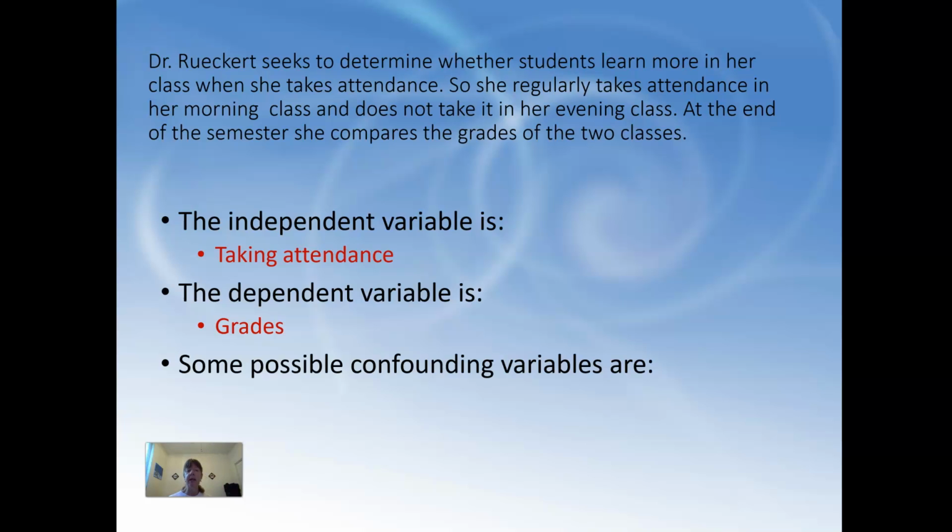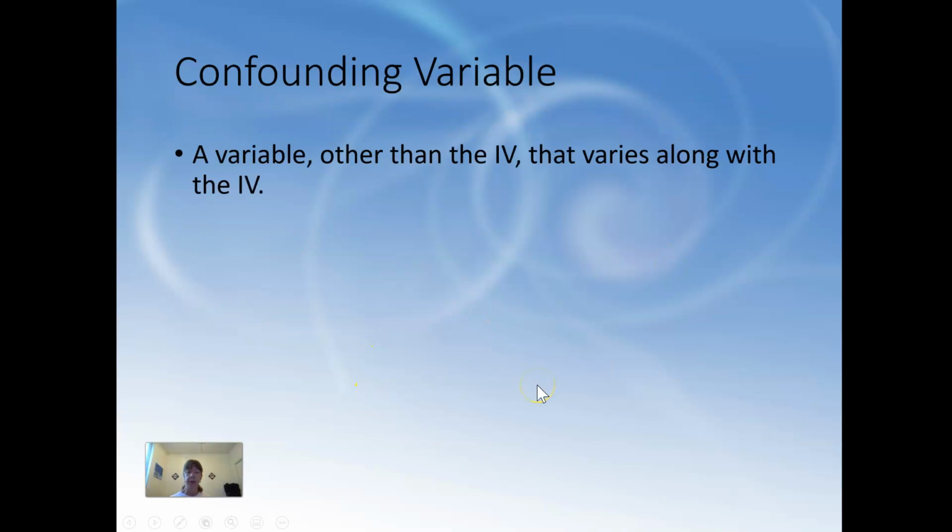Now, what I haven't mentioned yet is possible confounding variables. This is actually not a true experiment because Dr. Rickert did not randomly assign students to be in one class or the other. She just took the students in her morning class and compared them to the students in her evening class. So it's actually not a true experiment. And when you don't randomly assign subjects to the independent variable, you can have confounding variables.